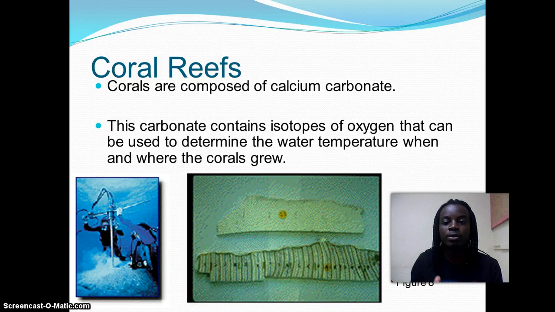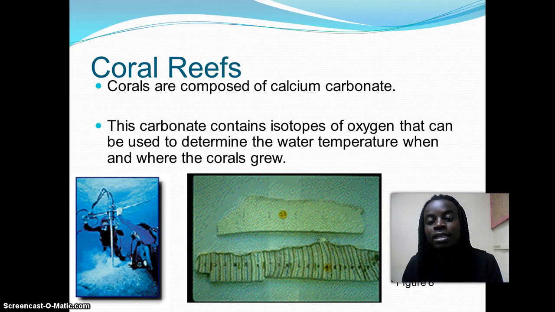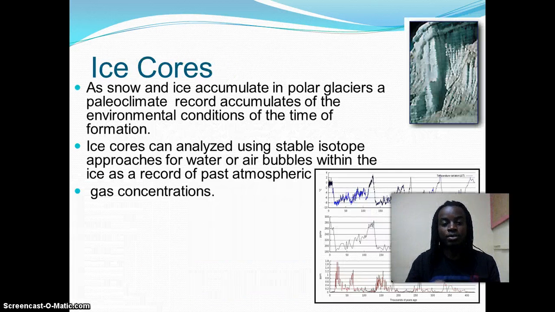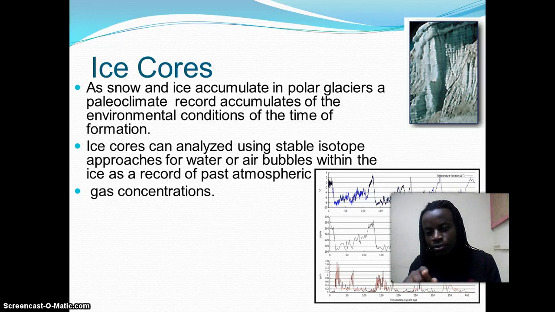The coral reefs are composed of calcium carbonate. This carbonate contains isotopes of oxygen that can be used to determine the water temperature when and where the coral reefs grew. If these environments are hostile, then we find that there is no life continuing at that particular level. The ice core edges, and you see here in the graph, when the temperature is very high, the ice core edges are decreasing.